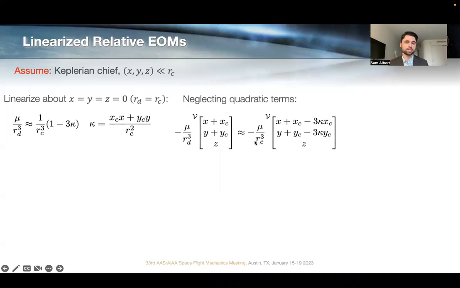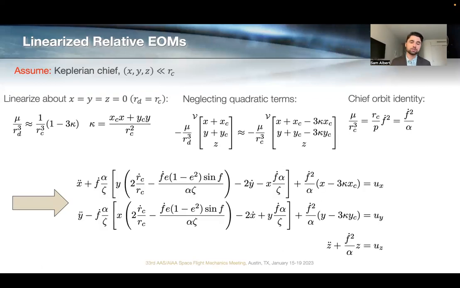So you can further approximate by neglecting these quadratic terms, substitute in a useful chief orbit identity, and ultimately what you get is this expression for the linearized relative equations of motion. And so this is what would be the starting point for something like the CW equations if you were in a circular orbit and if you were in the Hill frame. And actually these would collapse to that if you evaluated them for a circular orbit, because like I said earlier, the velocity frame and the Hill frame are identical in that case.